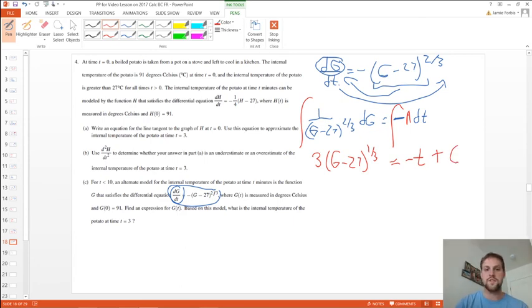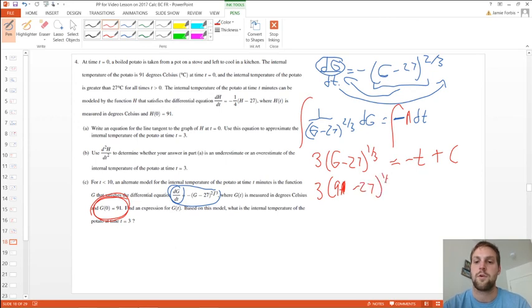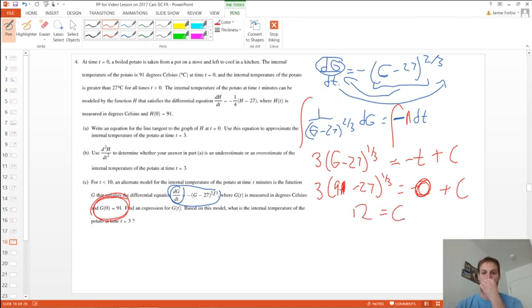Now to solve for c, we're going to use the initial condition g of 0 equals 91. So I'm going to say 3 times (91 minus 27) to the 1/3 equals negative 0, or just 0, plus c. 91 minus 27 is 64. 64 to the 1/3 power is 4. 4 times 3 is 12. So 12 equals c. All right.